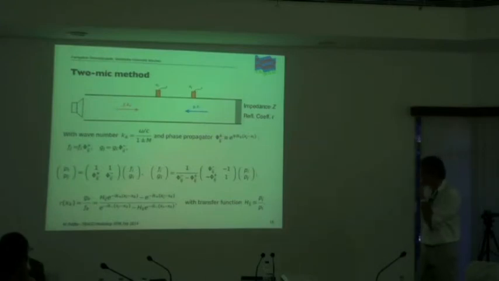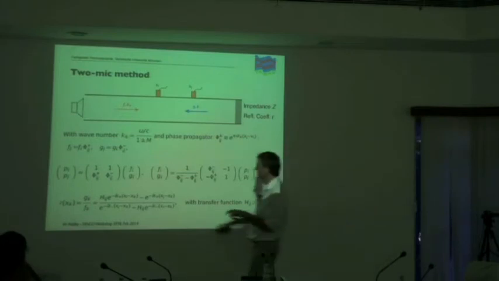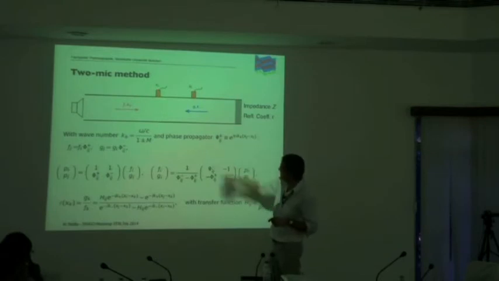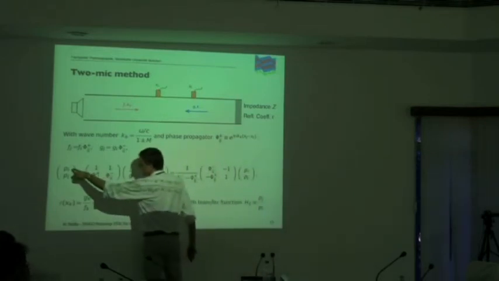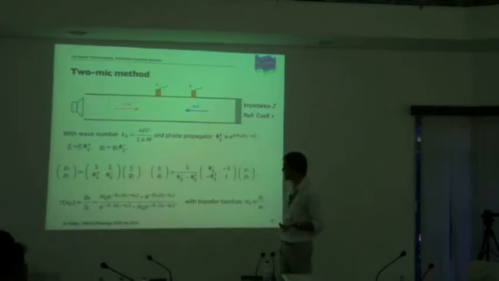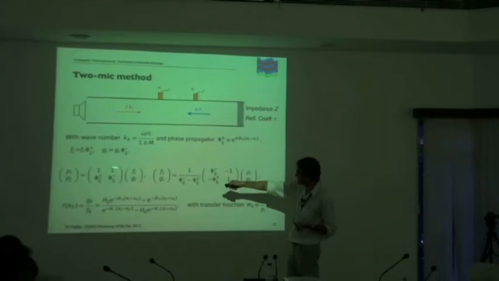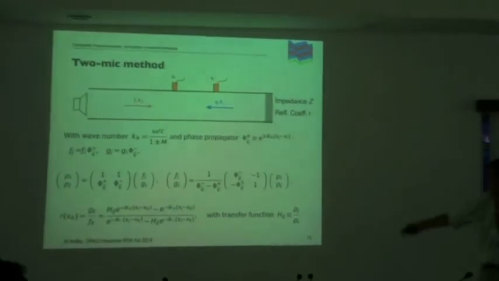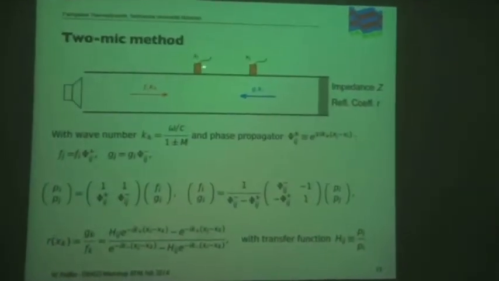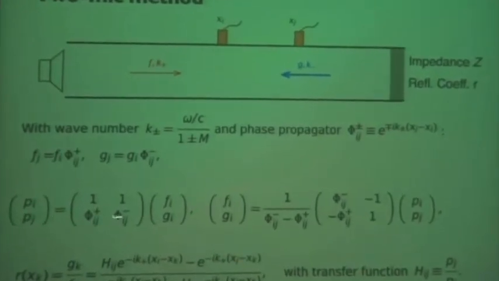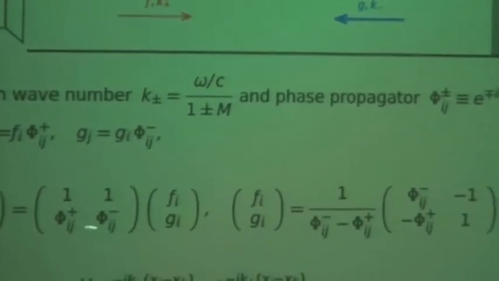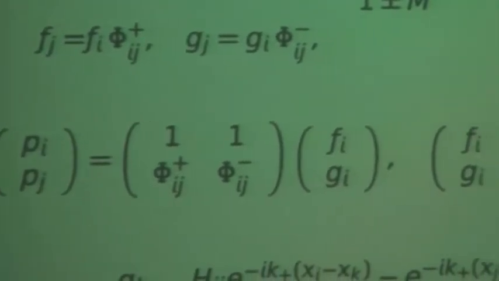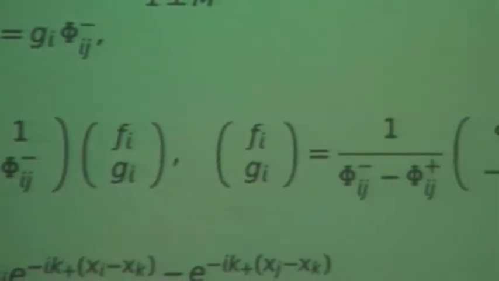So you can see that if I know the characteristic waves at one location, I can easily compute the pressures at locations i and j. For location i, it's simply the sum of the F's and the G's, which is pi, as we had before, and at location j, further downstream in this case, you multiply the two amplitudes by the phasor factors. You can also invert this relation, of course. And that's exactly what two microphone methods are about.